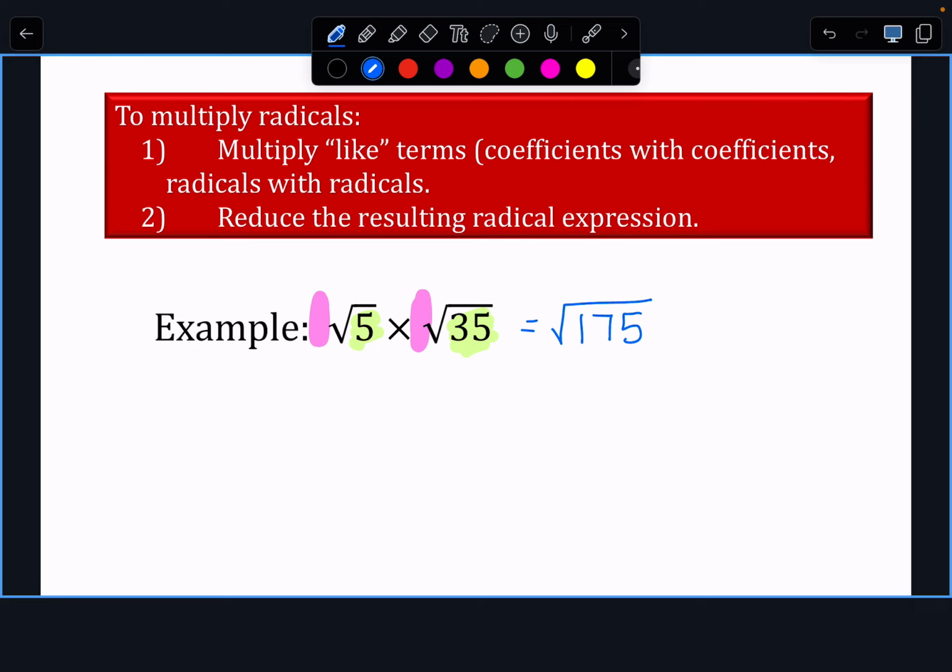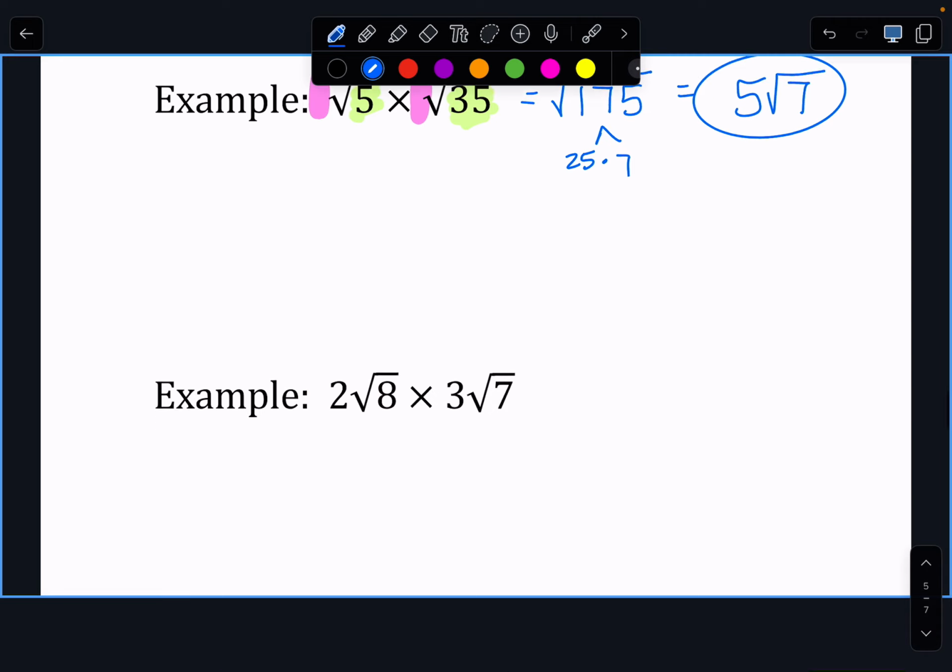Okay. What I need is for us to now reduce this. I know that 175 has got to be 25 times something. 7. So we have 5 radical 7.